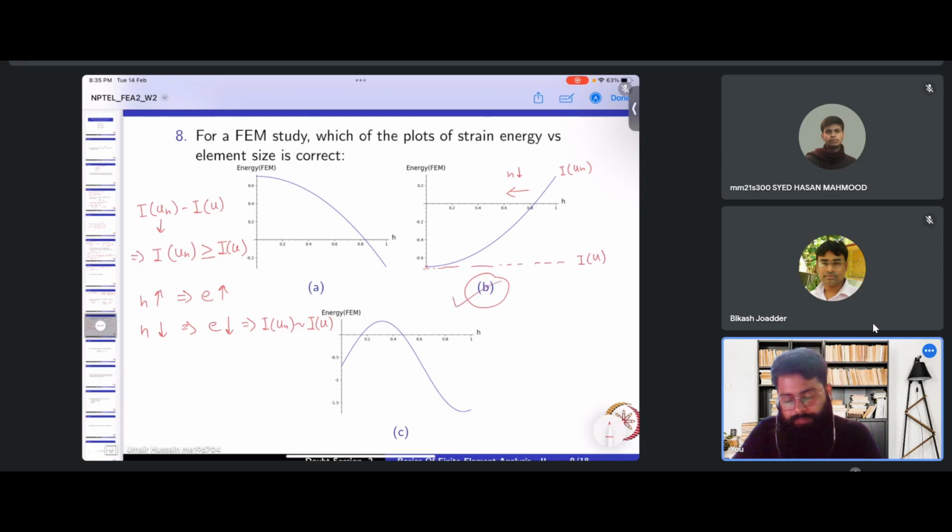Others do not. In the first one, as H is reducing, energy is increasing. This is wrong. And in the second plot, the energy is increasing and then decreasing. That will also not happen. If it converges once, it doesn't diverge.